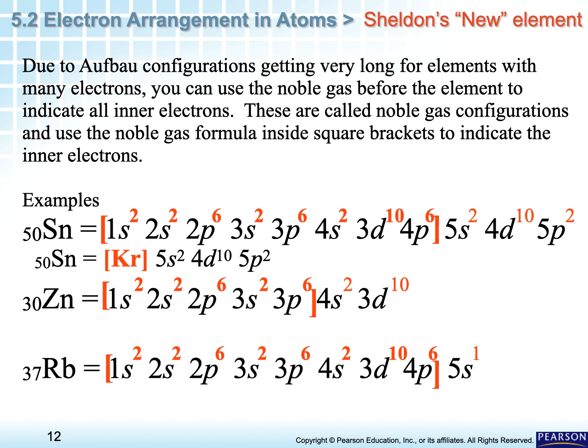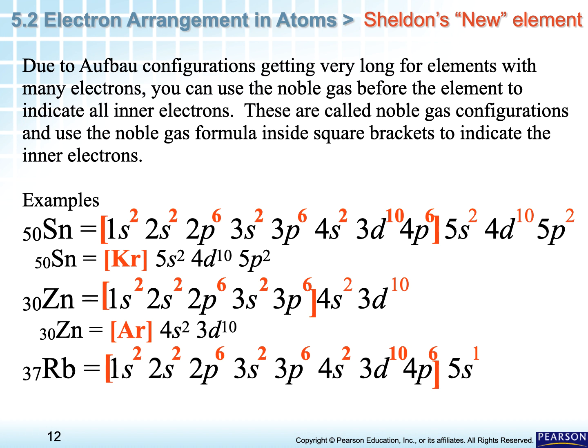Zinc is in the 4th row, so I go to zinc, I find it in the 4th row, I move up one and all the way to the right, and I see that the noble gas before that is argon. Argon is 18. So if argon's 18, my 4s2 makes 20, and my 3d10 makes 30.